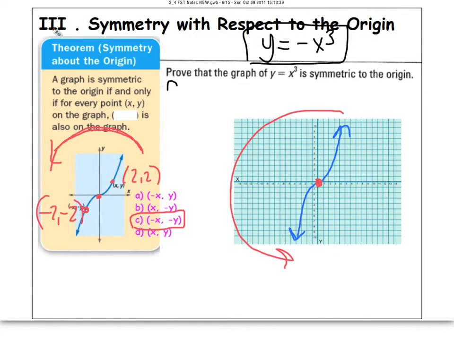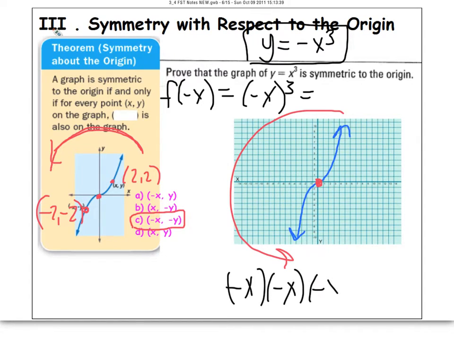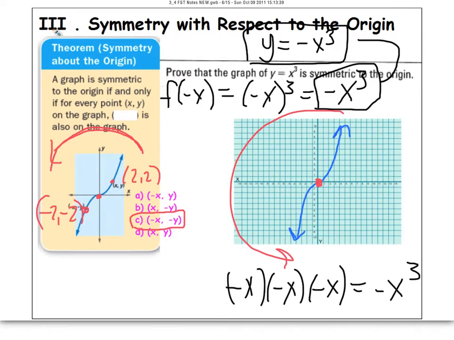All right, so I'm going to do f of negative x. If I put negative x into the function and cube it, that's negative x times negative x times negative x. There are 3 x's, and the 3 negatives still make it negative. So the answer here is negative x cubed, and that's what the math comes back to be. That's exactly the opposite of the original equation, which therefore proves this rotates around the origin.